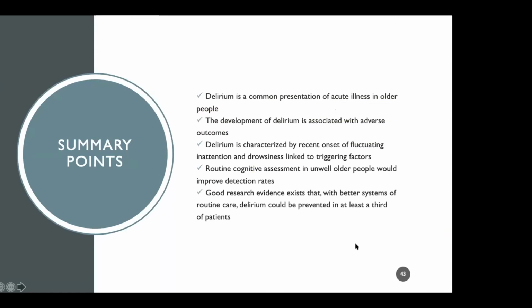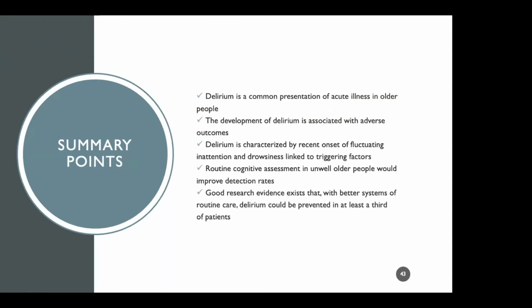So basically the summary points: it is common. It is an acute illness in people. It is associated with very adverse outcomes, frequently death. It is characterized by sudden recent onset and fluctuation in attention and drowsiness linked to triggers. Those should be thought of as triggers.